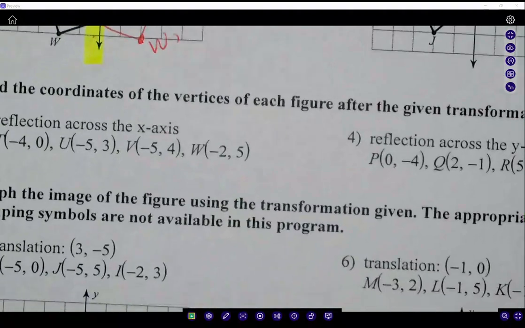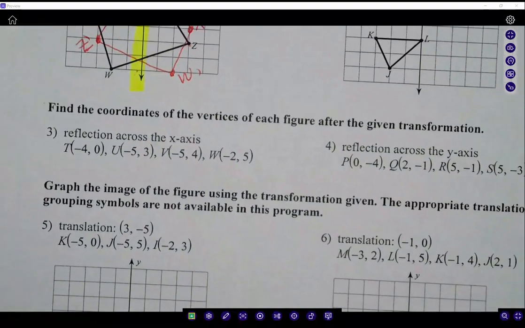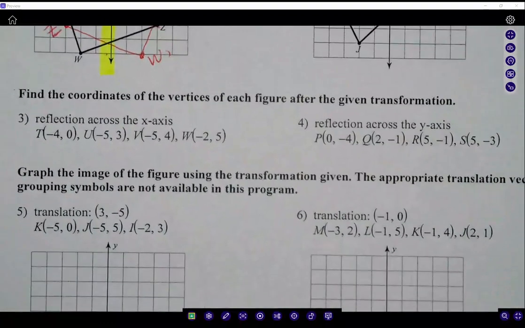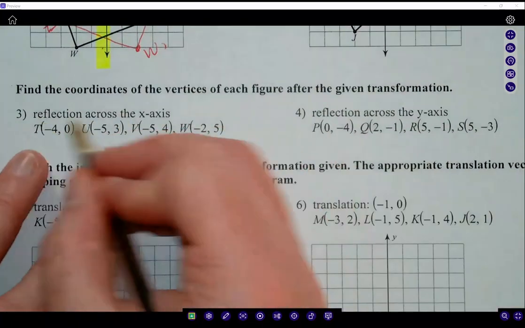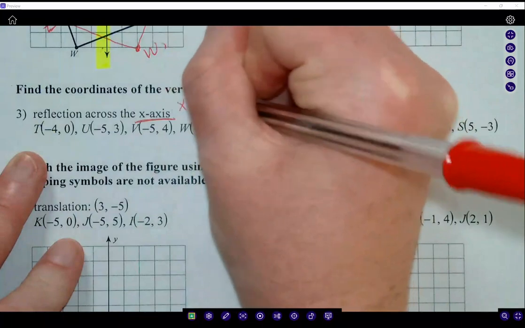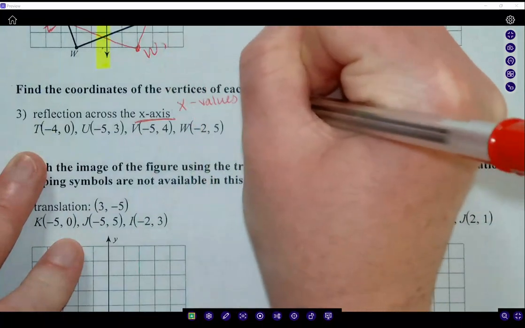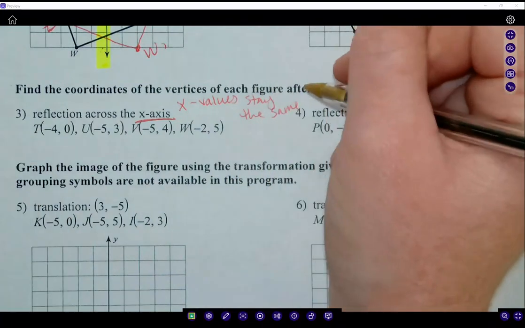Okay, we have numbers 3 and 4 where it's asking us to perform these reflections, but this time we don't have a coordinate plane. And I had some kids ask for graphing paper, and I did not give out graphing paper for those. I told them if you want to take the time to draw them yourselves, you can, but I would need you guys to be able to do these reflections without graphing paper. So if we're reflecting across the x-axis, then x stays the same, or our x values stay the same. And our y values are negated.